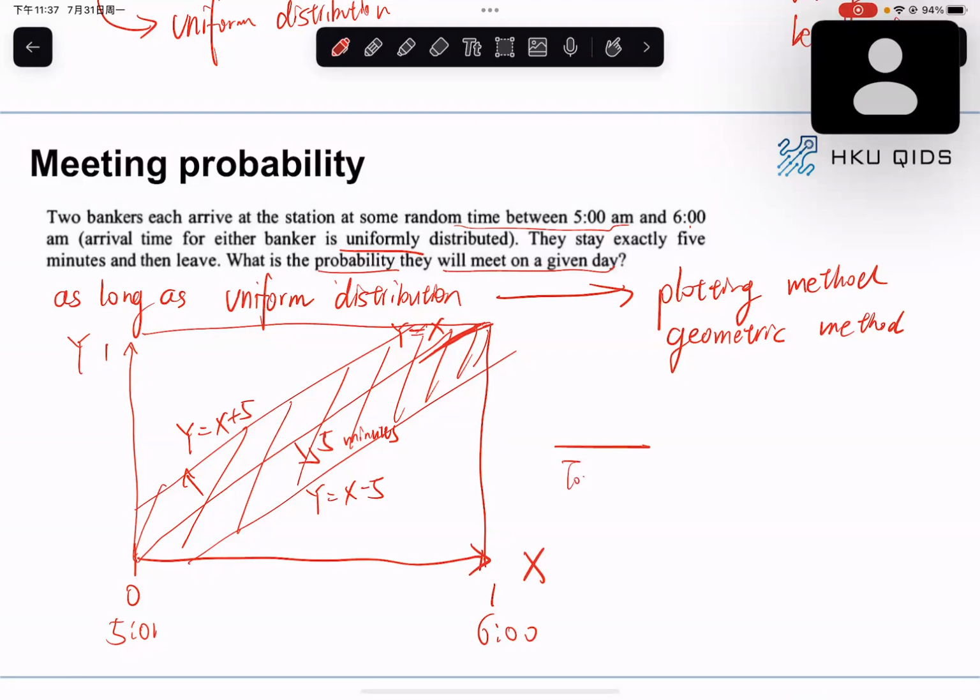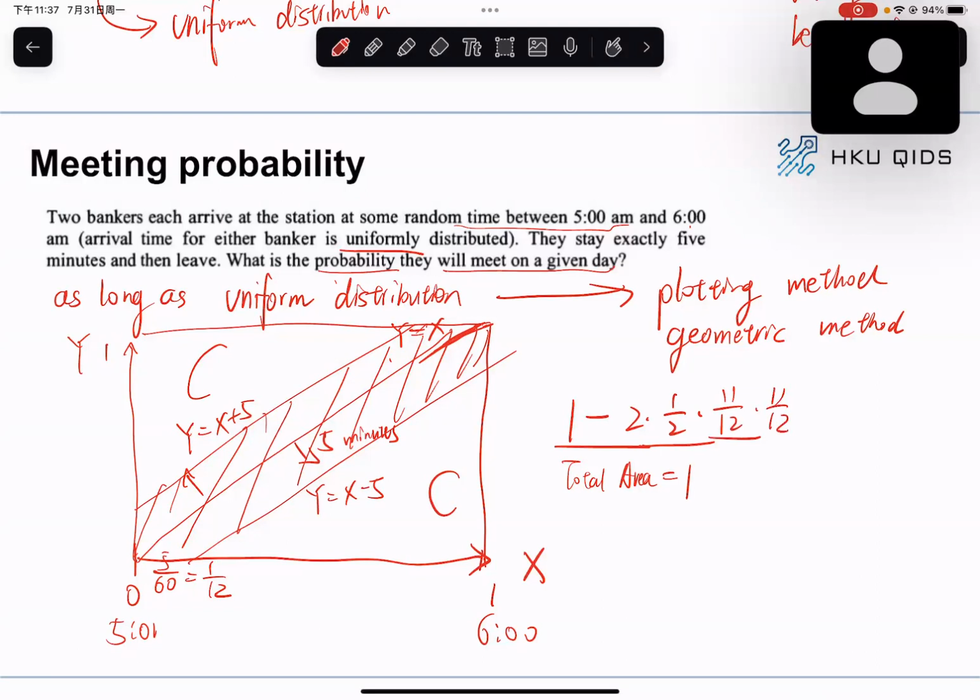So we know the total area equals 1, right? And how about this part? This part is just 1 minus the triangles, these two triangles. For this triangle, because it's 5 minutes, the leg is just 5 over 60, which is equal to 1 over 12. So it is just 1 minus 2 multiplied by 1 over 2 multiplied by 11 over 12 multiplied by 11 over 12. And then solving that, it gives us 23 over 144.